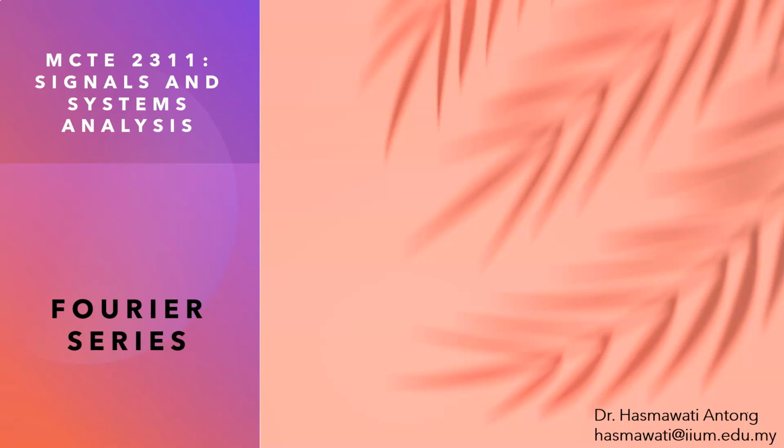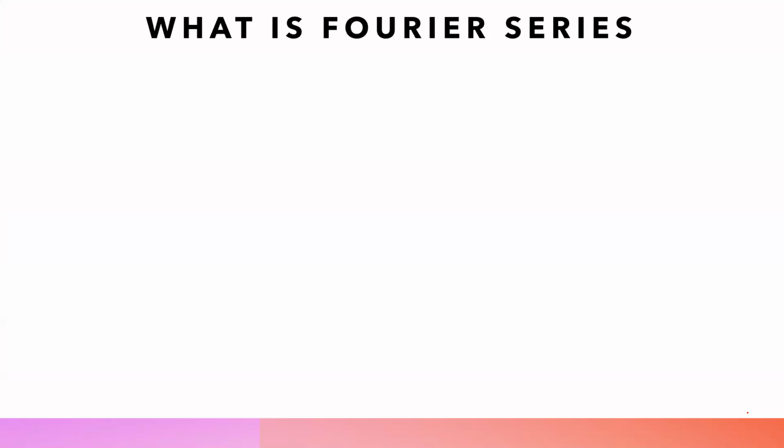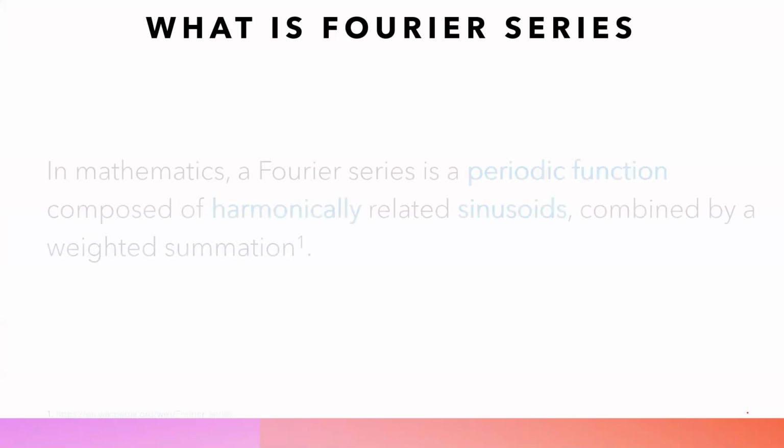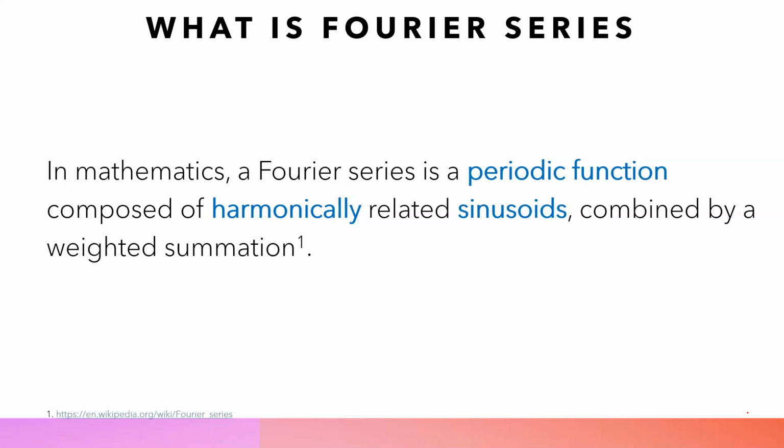In this video, I will talk about Fourier series. Okay, so let's start with the definition of Fourier series. This definition is from Wikipedia. It says that in mathematics, a Fourier series is a periodic function composed of harmonically related sinusoids combined by a weighted summation.